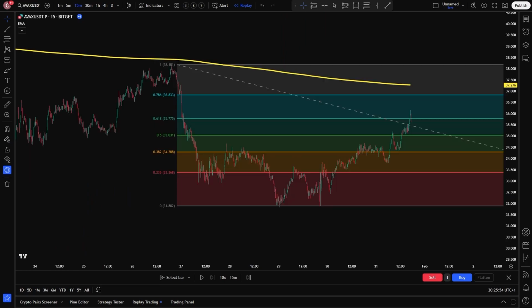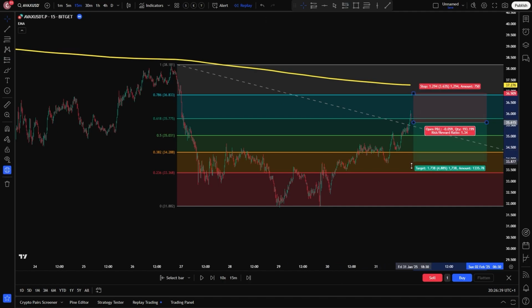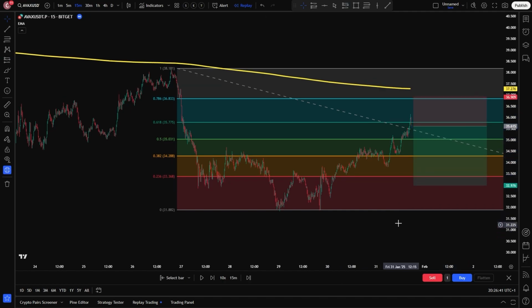Now, I will show you how to use Fibonacci retracement to set your stop loss. Simply draw the retracement on the chart. Wait for the price to hit a key level. Enter the trade, place your stop loss below the next lower level, and set your take profit at twice the risk for a 1-2 risk-reward ratio.